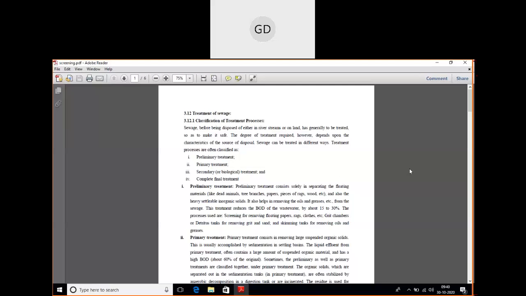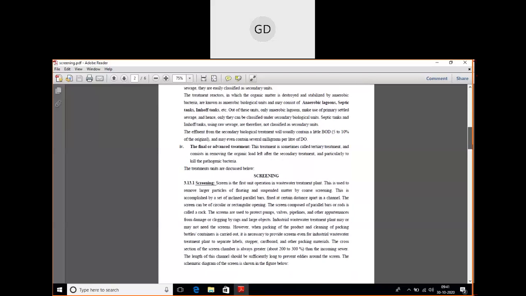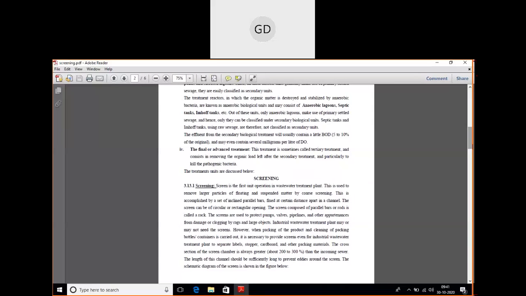Under each of these classifications, there are certain methods. We will now discuss these treatment processes. Number one is the preliminary treatment, where we will discuss the screening process.